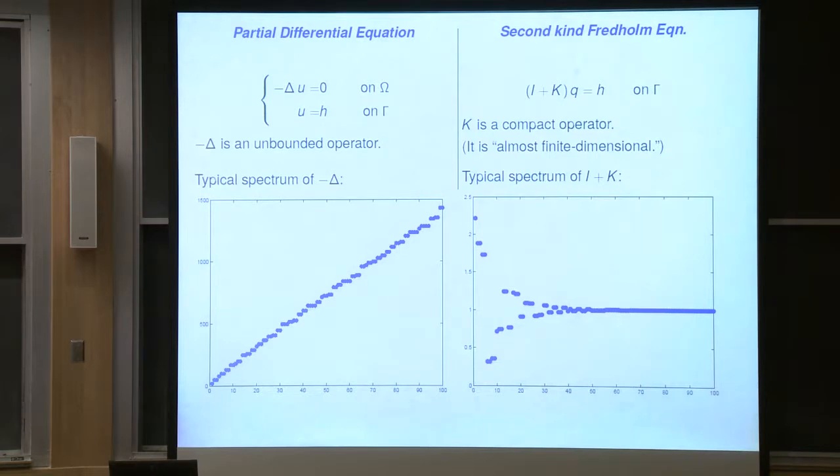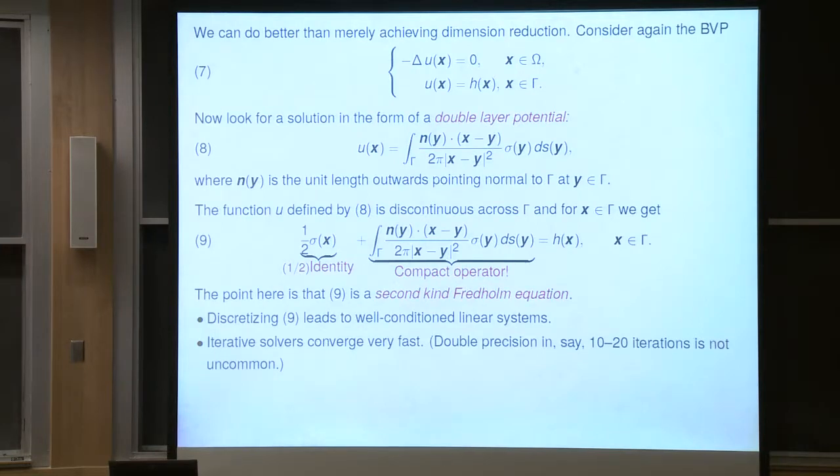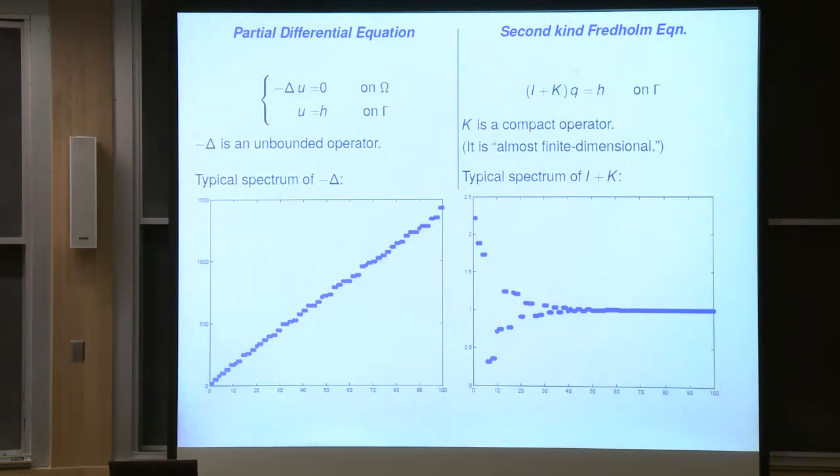Okay, so let's just look at the spectra. This is from the graph we had earlier in the week. We looked at the Laplace operator on a square. These are its eigenvalues with Dirichlet boundary data. Here are the singular values of a second-kind Fredholm equation of this operator specifically, for some gamma, I think it's the smooth starfish or something like that. And you see here that the singular values just cluster to 1. I guess I multiplied the equation by 2 or something. So there's really only finitely many modes that you need to really worry about numerically.